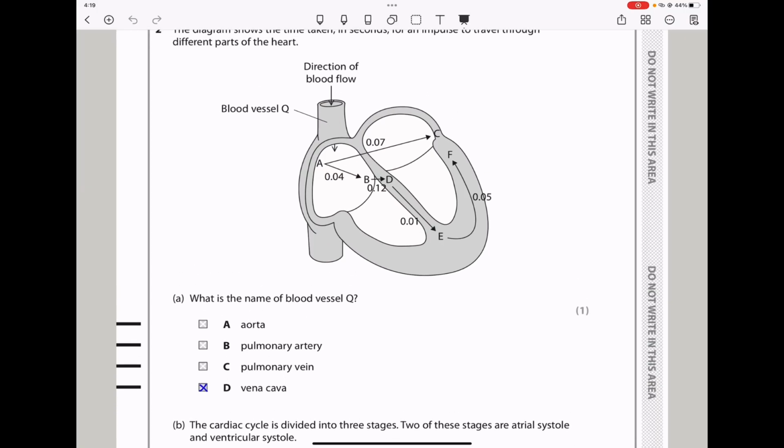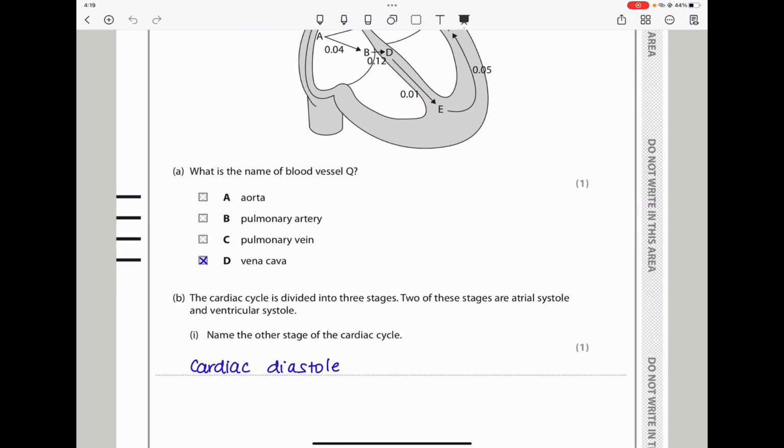Blood vessel Q is the vena cava, and therefore my answer should be a D. Next they say, the cardiac cycle is divided into 3 stages. 2 of these stages are atrial systole and ventricular systole. Name the other stage of the cardiac cycle. The answer I wrote here was cardiac diastole. Moving on.